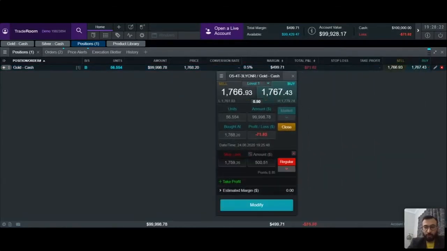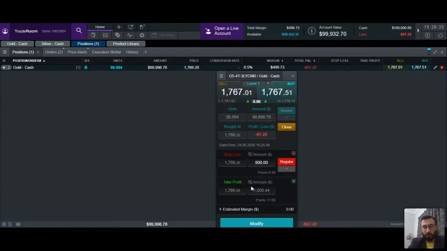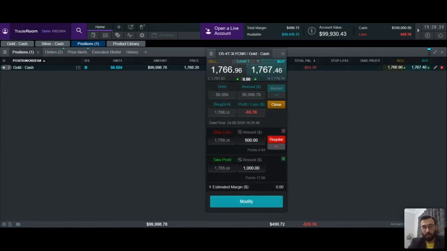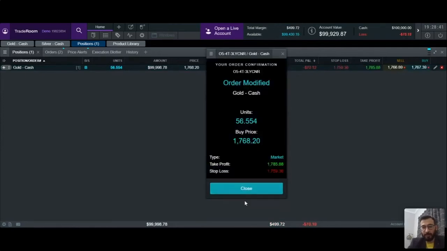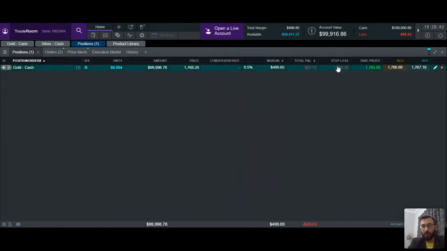You keep your stop loss right now. You don't want to lose 1,000. You want to lose not more than $500. So you select a stop loss. You write 500, and then you want to book a profit for 1,000. A 2:1 risk reward ratio, right? Risking $500 to make $1,000 profit. You modify, and now you have a stop loss of 500. That means if gold goes down by $10, your $500 loss is booked.